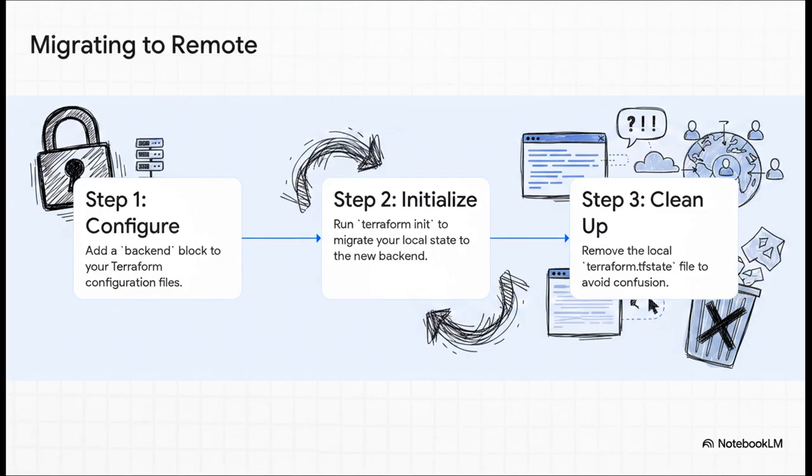First, you just add a new backend block to your Terraform code. Second, you run Terraform init. Terraform is smart. It'll see the new backend, find your old local state file, and ask you if you want to copy it to the new remote location. You say yes. And finally, once it's all migrated successfully, you can safely delete that old terraform.tfstate file forever.